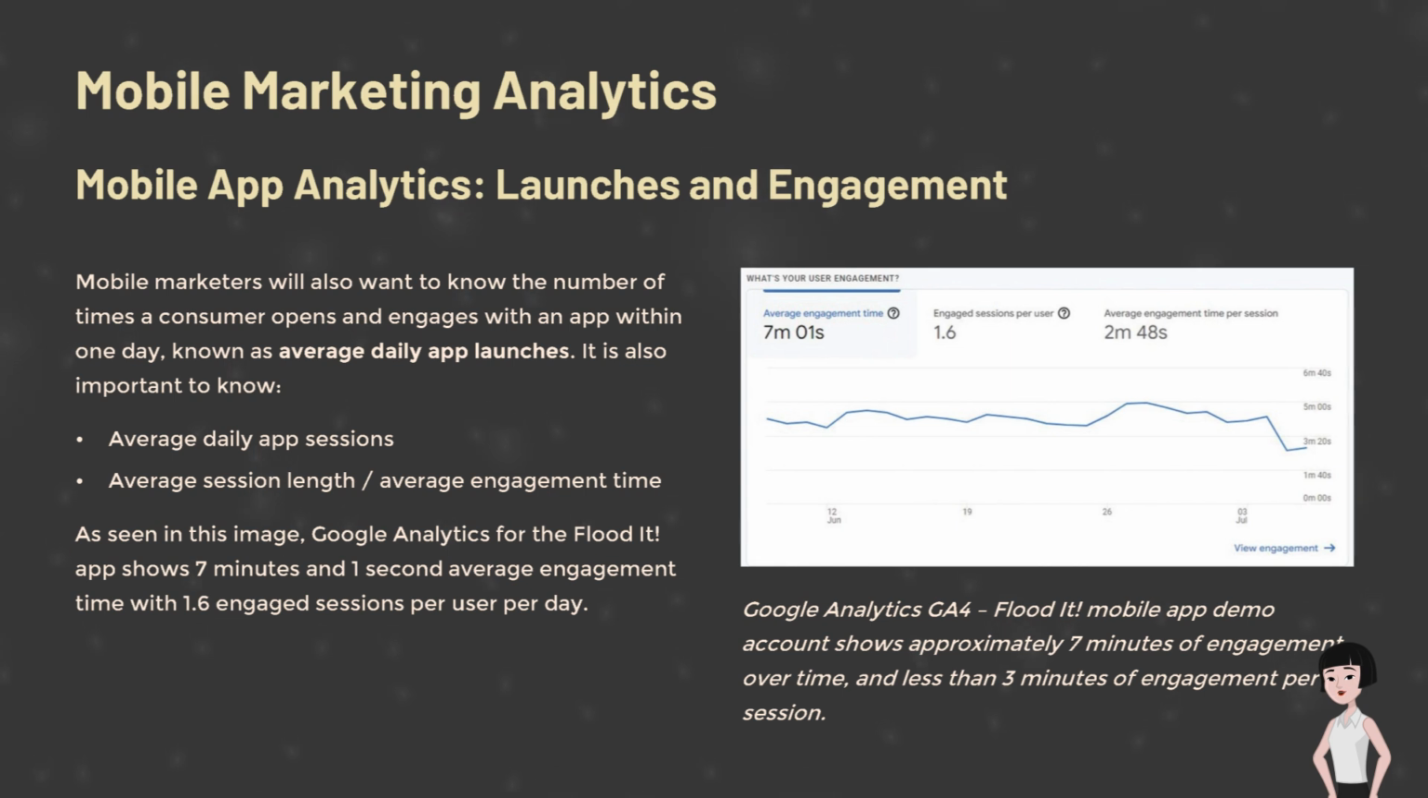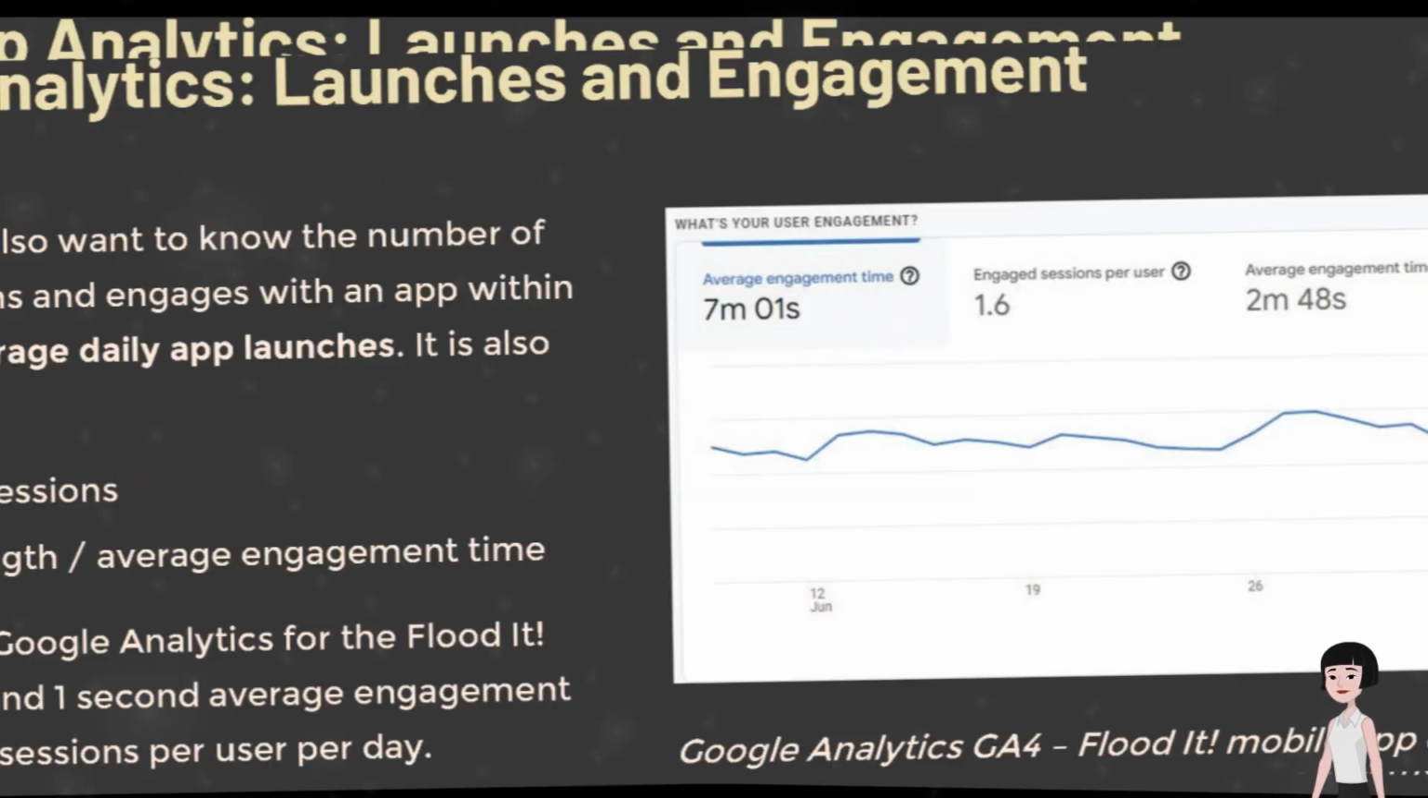The example shown uses Google Analytics for a mobile app demo. It reports about 7 minutes of average engagement time and roughly 1.6 engaged sessions per user. These numbers help marketers understand whether consumers are simply opening the app briefly or spending meaningful time with it.